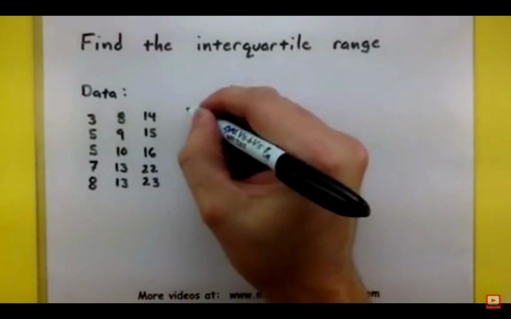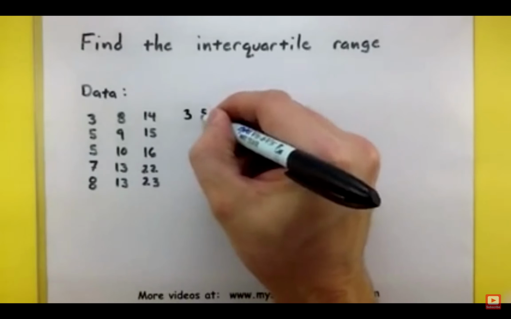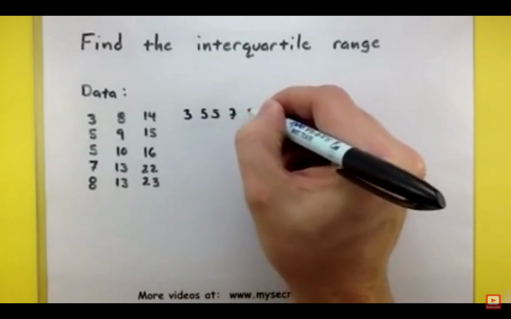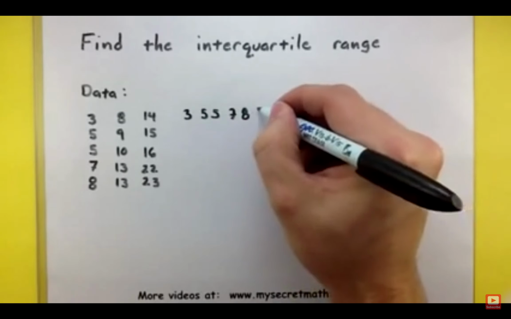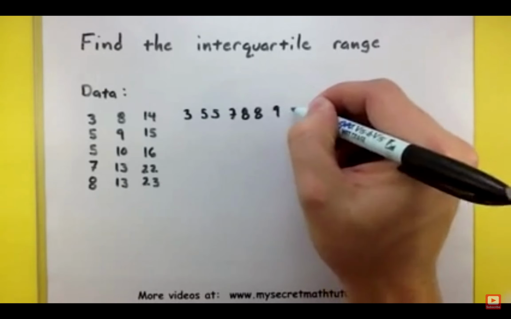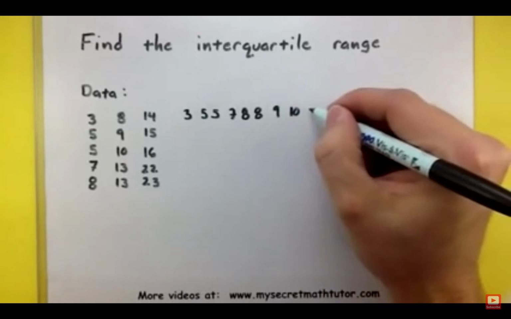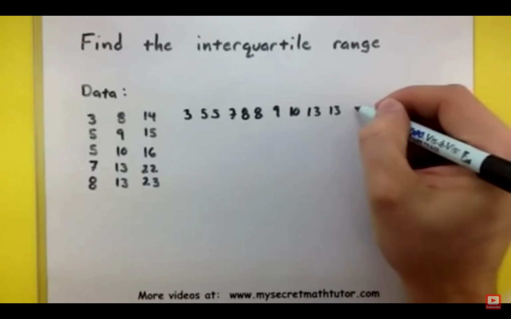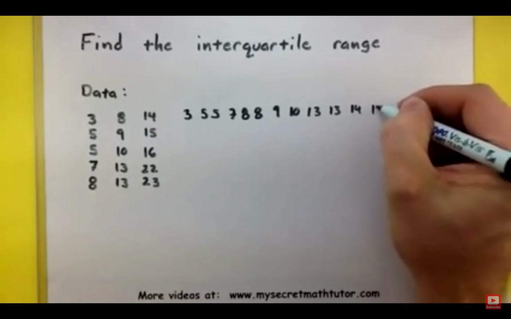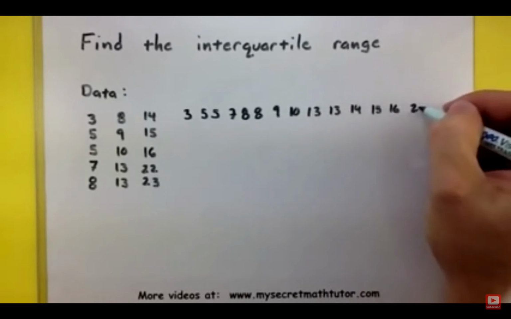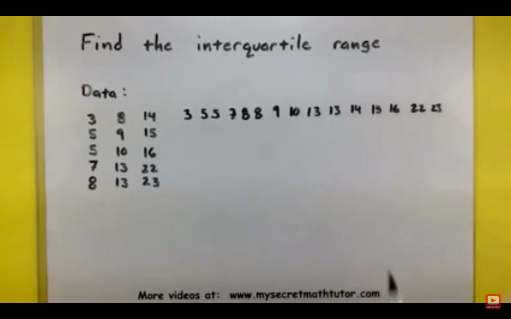So first I'm going to take all of this data and just write it out from lowest to highest. This will just allow me to get a better visual sense of where the median of the upper half and lower half fall. There we go. There's all of our data.